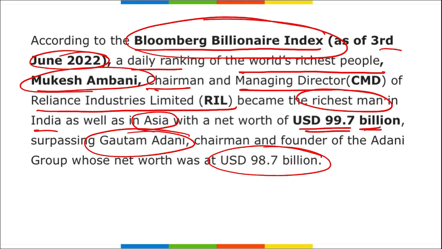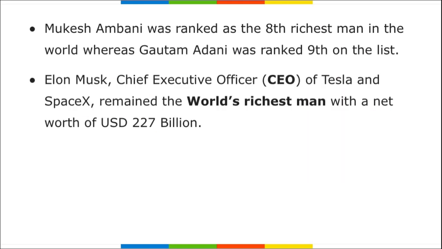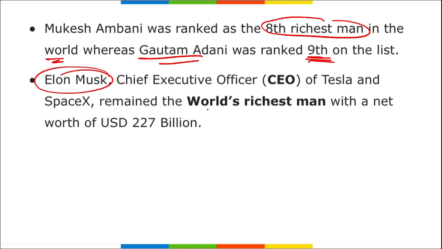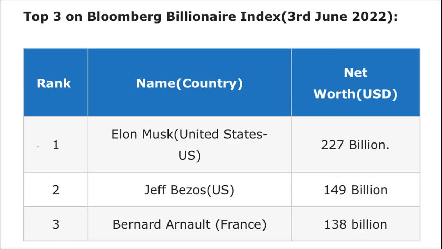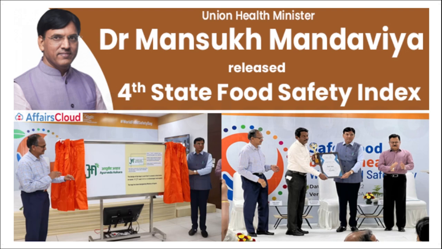So who became the richest person of India as well as the richest person of Asia? He is Mukesh Ambani. Mukesh Ambani was ranked as the 8th richest man in the world, whereas Gautam Adani was ranked 9th on this particular list. Elon Musk is the world's richest person with a net worth of $227 billion. Here you can see Elon Musk in first position, Jeff Bezos second, and Bernard Arnault third, with their respective wealth.